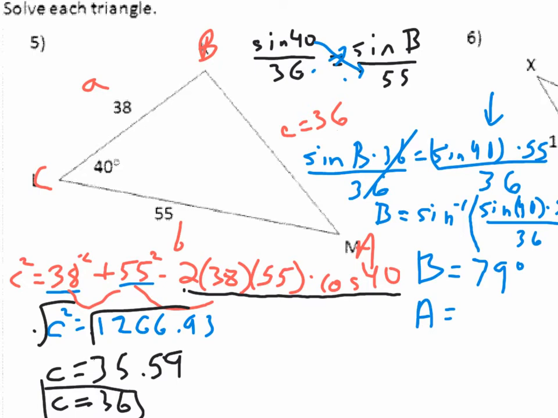And then angle A that we're missing, we can add up 79 and 40 to get what the missing angle is. And it's 61. So we've solved the rest of the triangle.